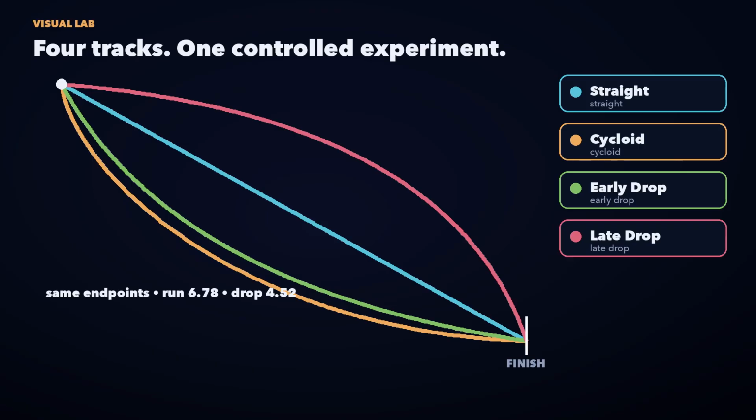All 4 tracks connect the same 2 points, a horizontal run of 6.78 model units and a vertical drop of 4.52. The blue path is a straight line. The orange path is a cycloid, the classic solution to the ideal brachistochrone problem. Green drops sharply near the start, while red saves most of its descent for later. Every bead starts from rest.